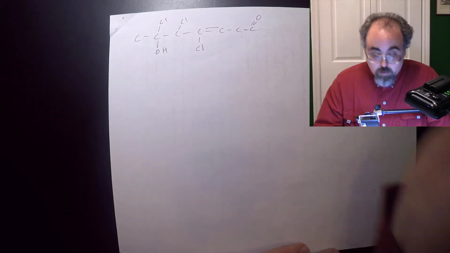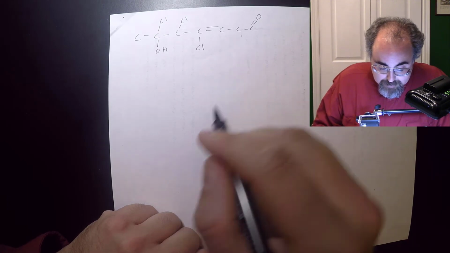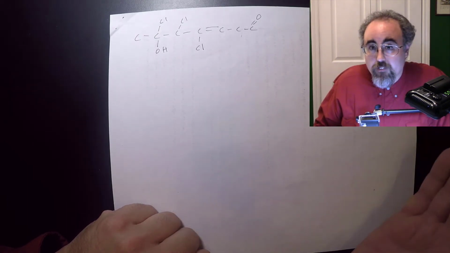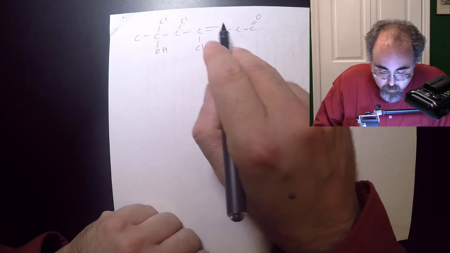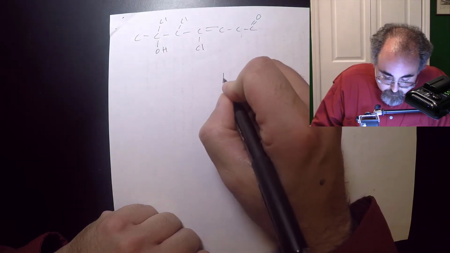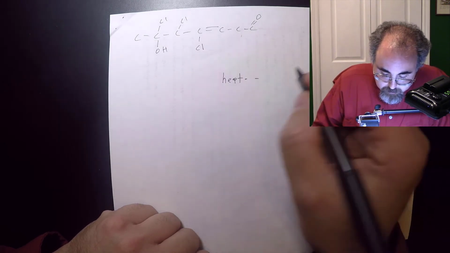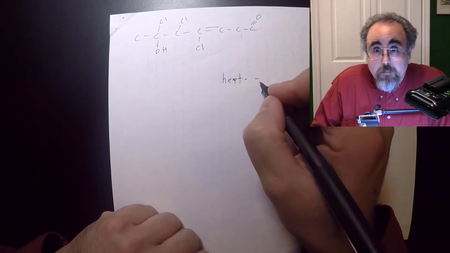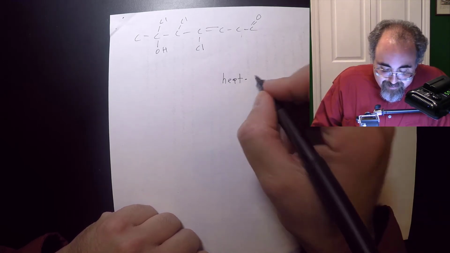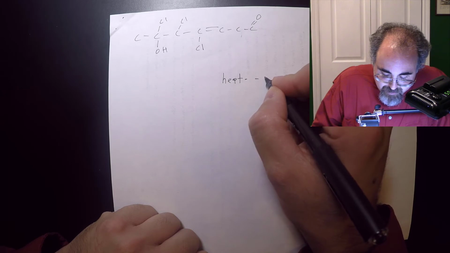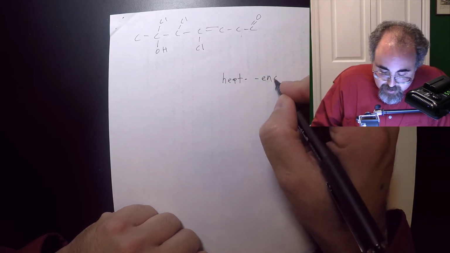Okay, so let's name this thing. When naming this, yikes. Okay, I've got a lot going on. Thankfully, no branches, so I don't have to worry about longest chain. 1, 2, 3, 4, 5, 6, 7. Okay, this is hept. This is going to have a double bond, and I am going to be putting the number in the middle because we are not dealing with this. So the number is going to go there, and then this would be en. And then the ending for an aldehyde is al.